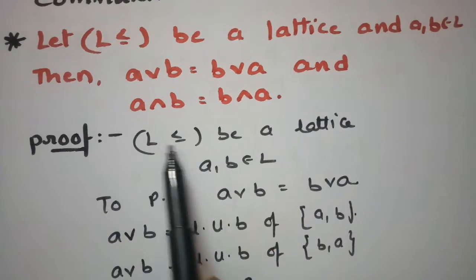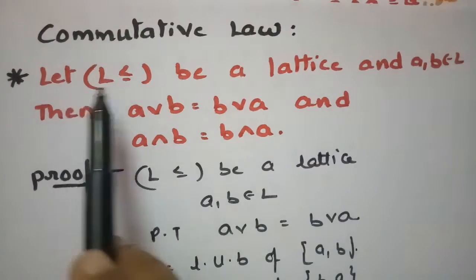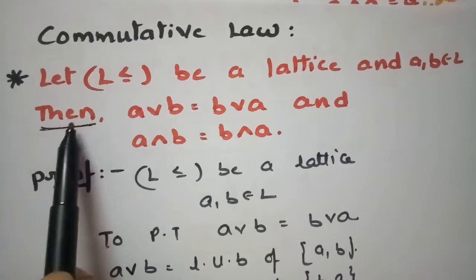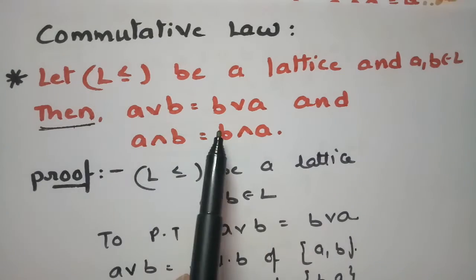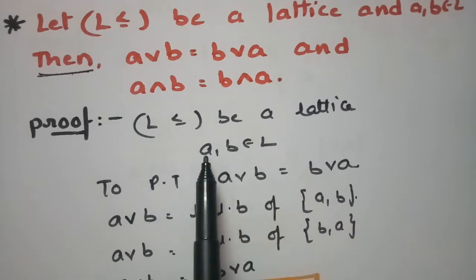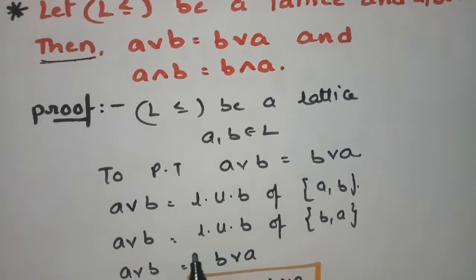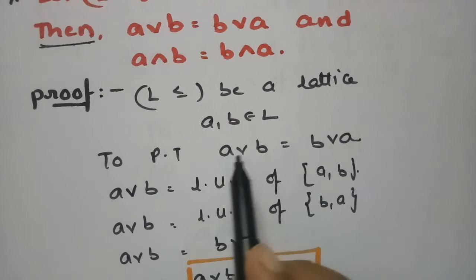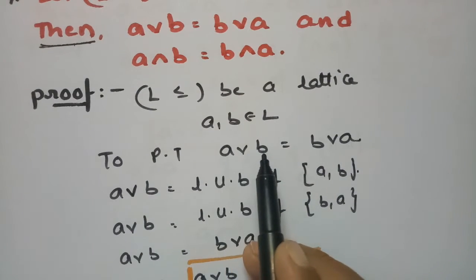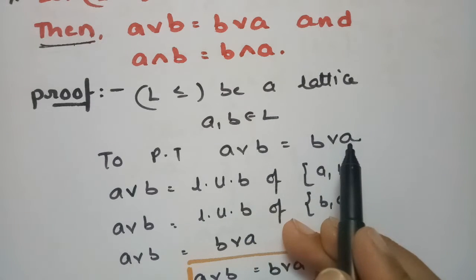Let L, less than or equal to, be a lattice. So first, before this it is given, and after this we have to show that A and B belong to the set L. Now we have to prove that A join B is equal to B join A.